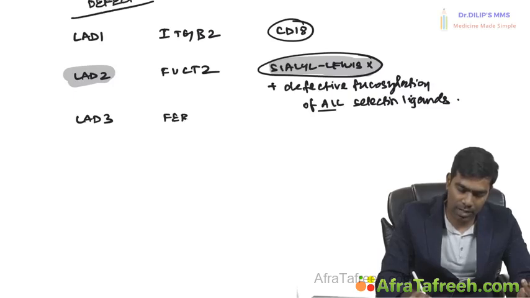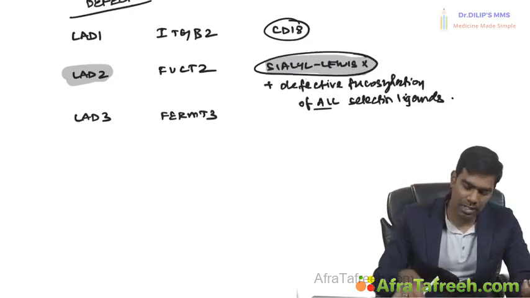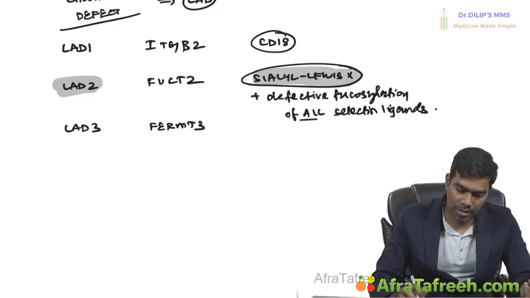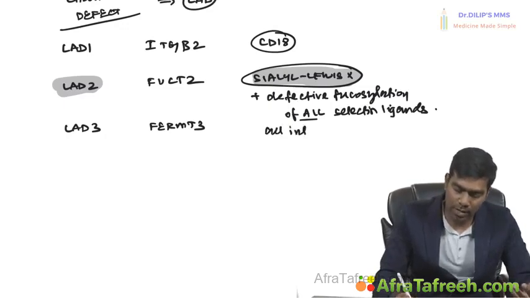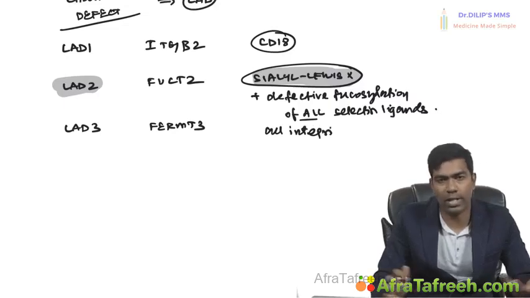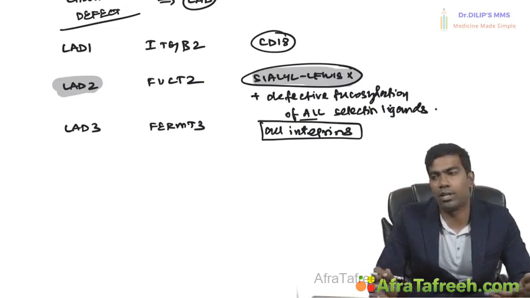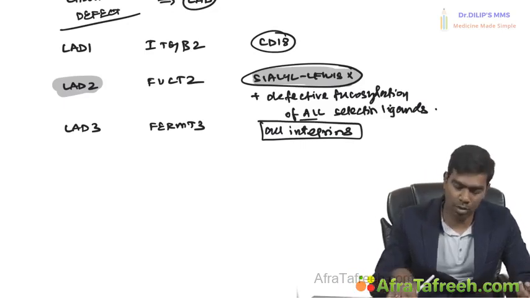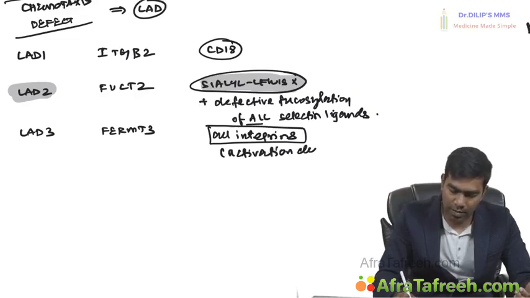And LAD type 3 is due to the FERMT3 gene that is defective here. And the primary defect here is all integrins will be defective, not only beta 2 or beta 1, all the integrins will be defective here. Integrins are nothing but ligands for your VCAM1 and ICAM1 cell adhesion molecules. So all integrins will be defective, which means activation defect. Especially all integrins will have an activation defect.